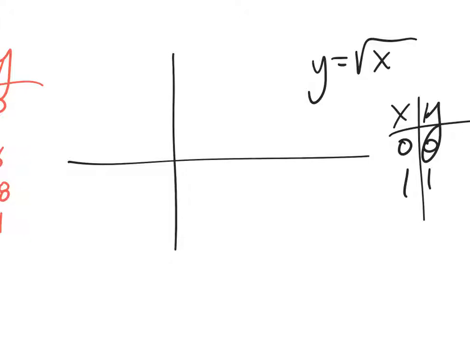You can put any numbers you want, right? So why don't I pick something nice like 4? I put in a 4 and I get 2. And give me one more. 9. I like it. And you get what? 3. Perfect. Now I'll graph those. 0, 0, 1, 1, 4, 2, and 9, 3. That's the square root graph.